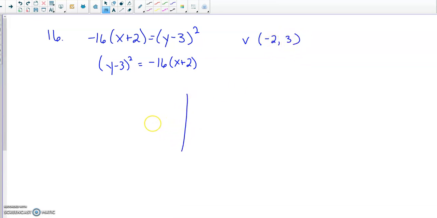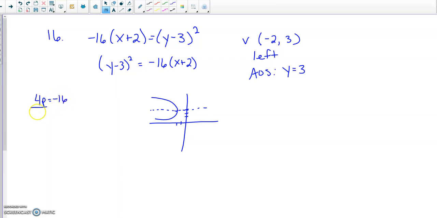Okay, so I'm going to just do my best I can right here. So negative 2 and 3. Okay, we have a y squared, so I know it's left or right. And because this is negative, we go left. So here's my axis of symmetry. Remember, it cuts it in half. So AOS, we went through our y axis, and that value is 3. Okay, next we've got to find our p-value. So 4p equals negative 16, divided by 4, and p equals negative 4.